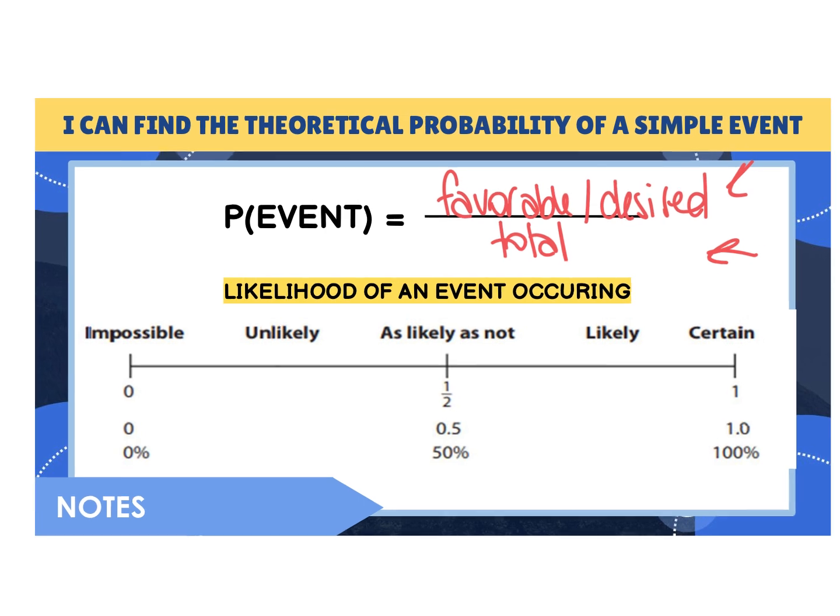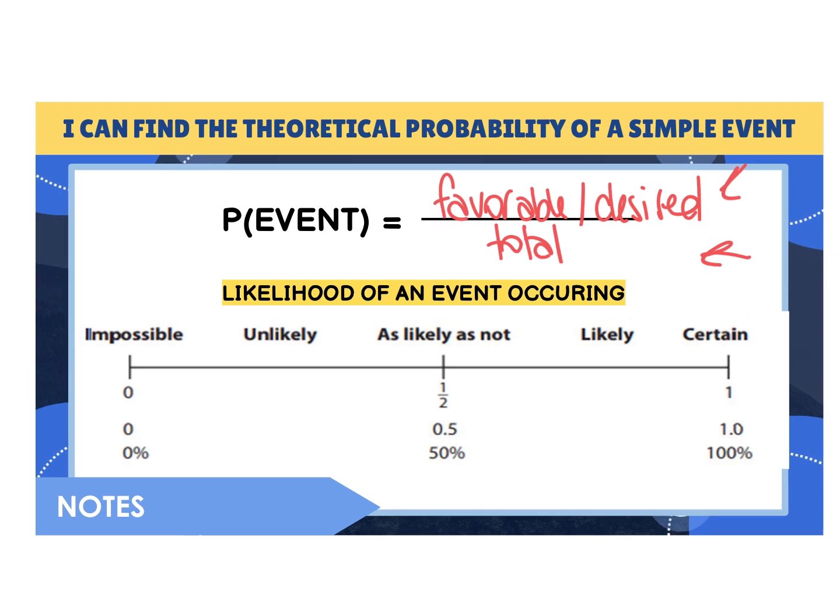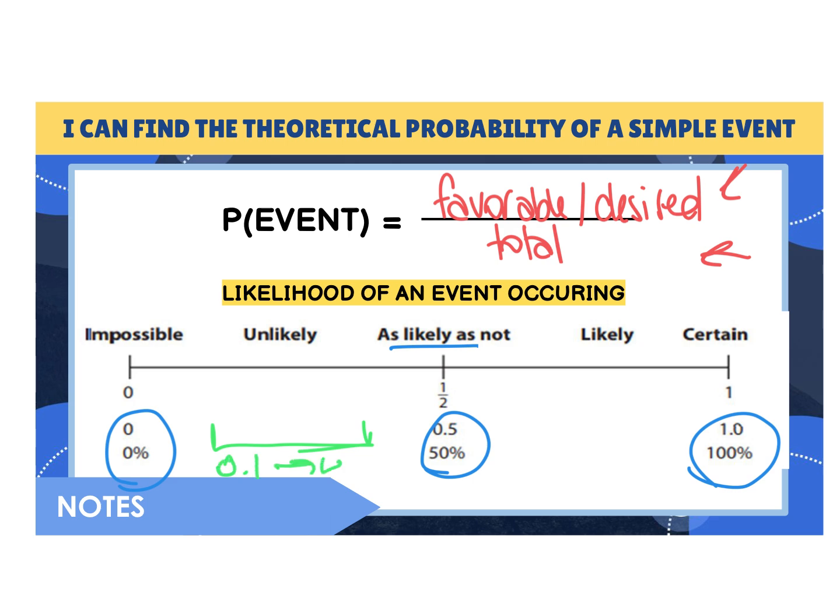And we have the likelihood of an event. We're not going to get into this so much today, but it's a good scale. So 0%, we would call it impossible. As likely or not would be a 50% chance. And certain would be a 100% chance. And then in between this, we have unlikely. So anything that's like 0.1 to maybe about 40% is unlikely to happen. 40 to about 60 would be as likely as not. And then 60 to 99.9% would be likely to happen.